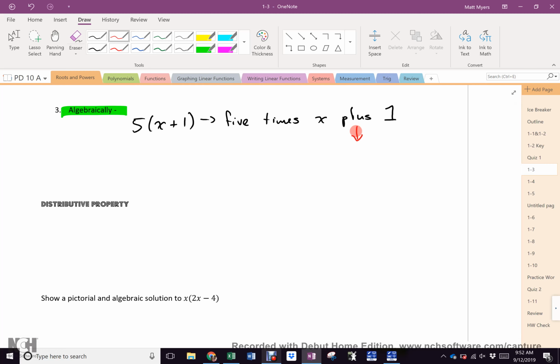So, 5 times x, and then whatever, blah, blah, blah. So it's not really plus 1. It's really plus 5 times 1. Right? So technically what is happening here, I have 5 times x.